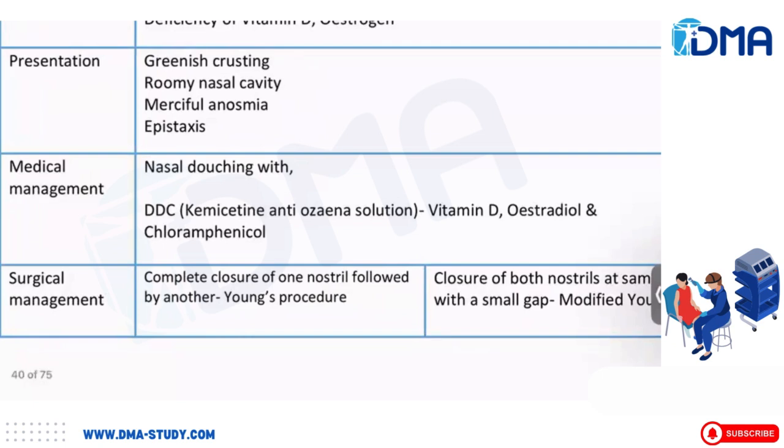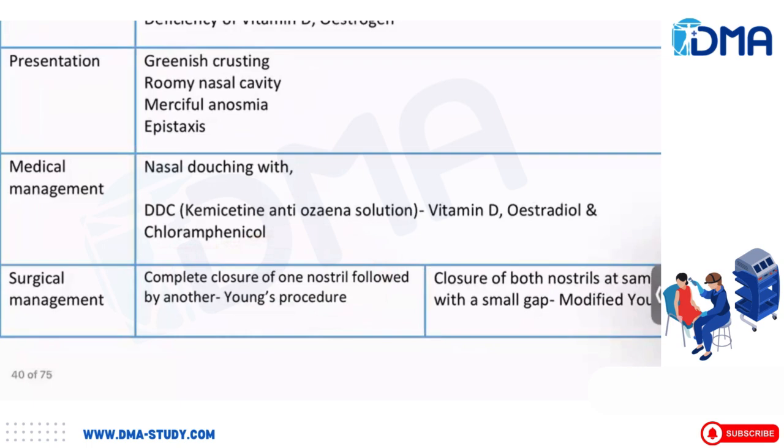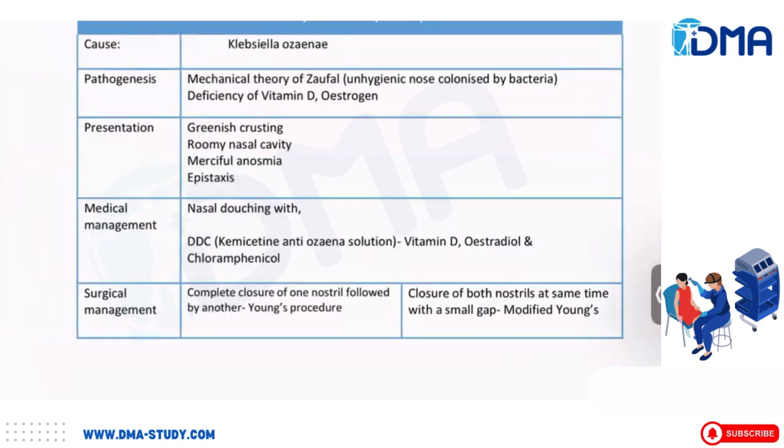If we close one nostril followed by another, it is called Young's procedure. Okay, complete closure. Whereas if we close both the nostrils with a small gap for breathing, it is called modified Young's procedure. You don't have to open the nose of the patient again in two sittings. One sitting is enough for this patient. So modified Young's is commonly done for the patient.